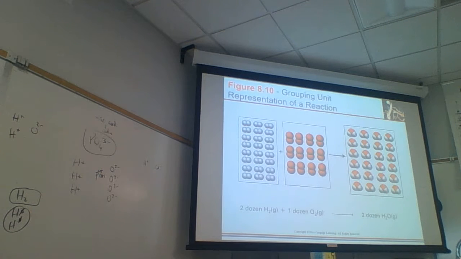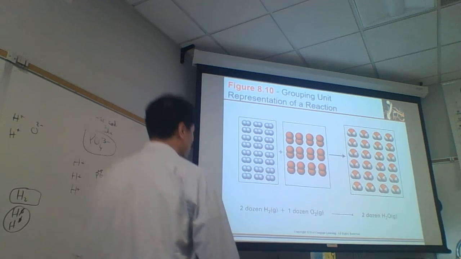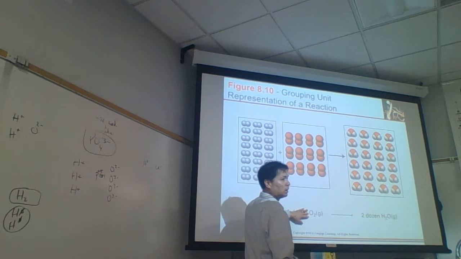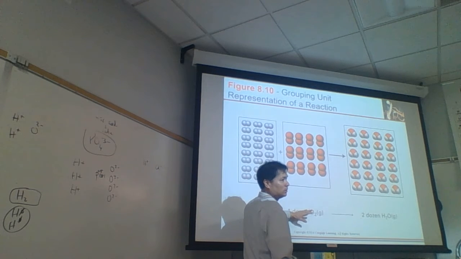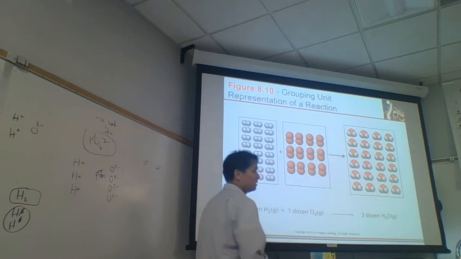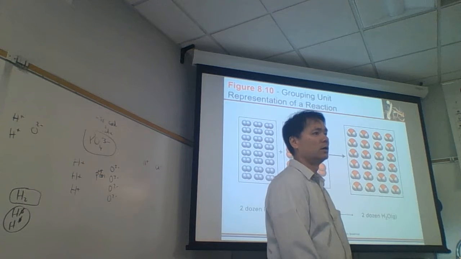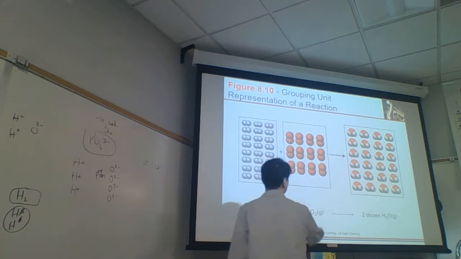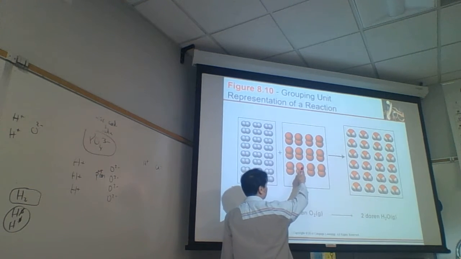2 moles of hydrogen contains how many hydrogen molecules? 1 mole of oxygen contains how many oxygen molecules? A dozen is way too small a number. So if I had a mole, how many oxygen molecules are in a mole? Do you know what Avogadro's number is? 6.022 times 10 to the 23rd. It's a number you have to memorize for this class. 6.022 times 10 to the 23rd. And so there'd be 6.022 times 10 to the 23rd oxygen molecules per mole.